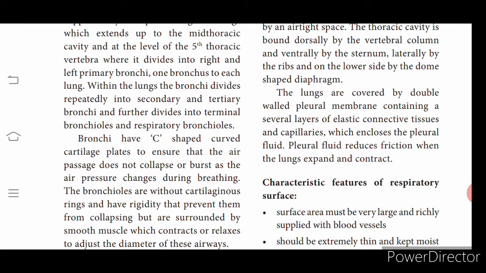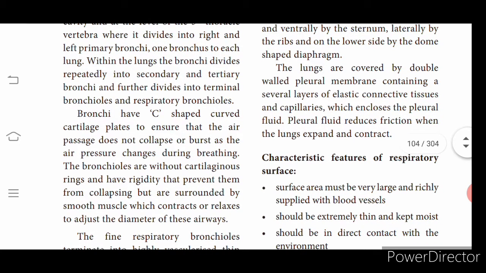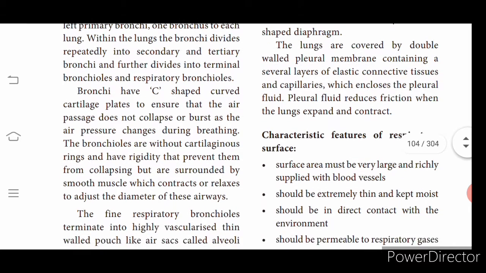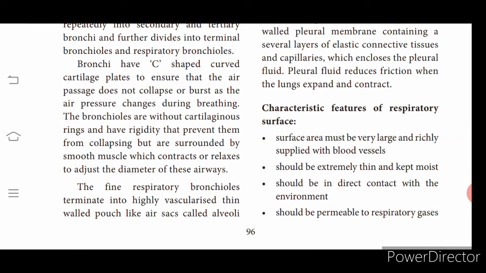So it extends up to the mid-thoracic cavity at the level of the 5th thoracic vertebra, which divides into right and left primary bronchi. Bronchi is a plural term; one bronchus is the singular term. This bronchus will enter the lungs. Within the lungs, the bronchi further divide repeatedly to form secondary and tertiary bronchi, and at the end it ends with bronchioles. Bronchi have C-shaped curved cartilaginous plates. It ensures the air passage does not collapse or burst.